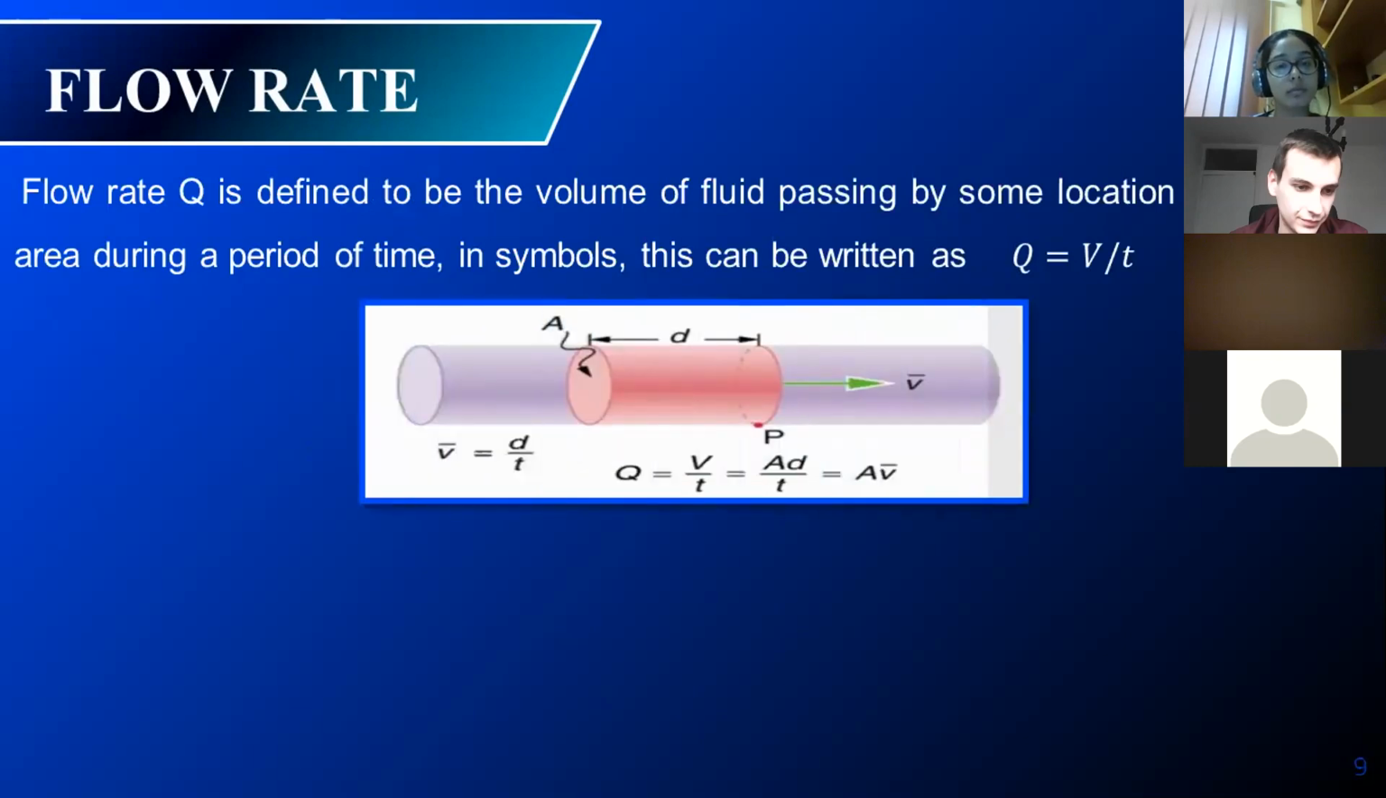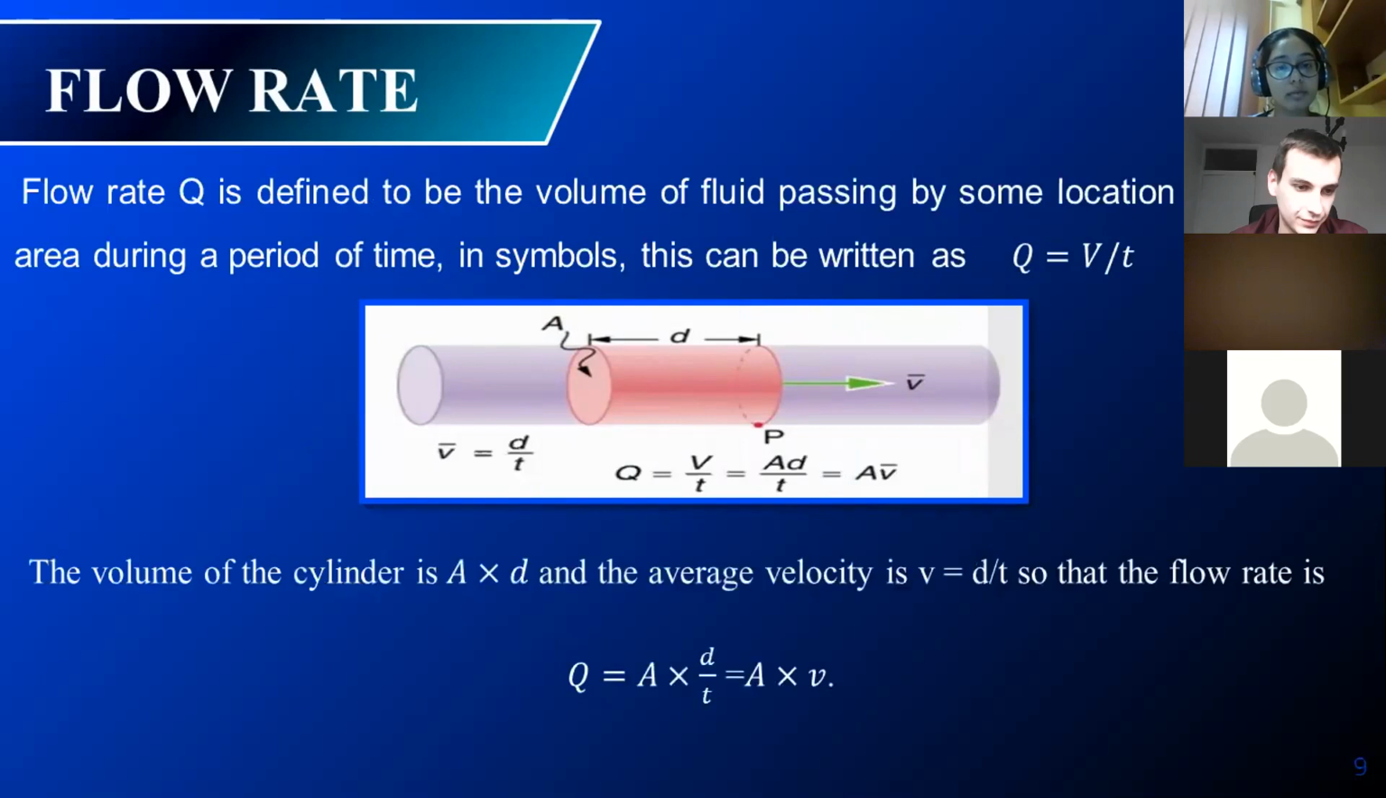From this diagram, we consider a cylindrical area. The area of the cylinder is A and the length is D. The volume of the cylinder is given as A into D and the average velocity is D by T, so that the flow rate can be written as Q equals A into D by T, that is A into V. So by this, we can say that flow rate is a multiplication of area and velocity.